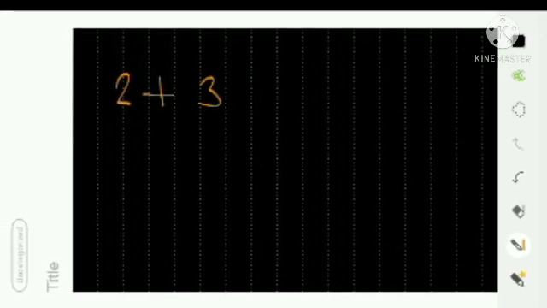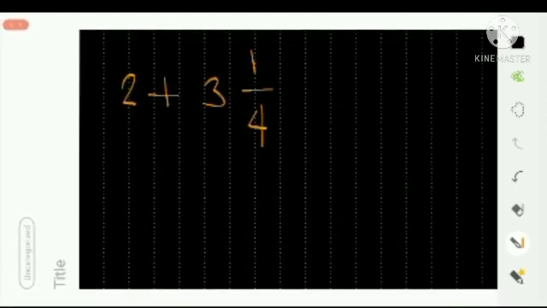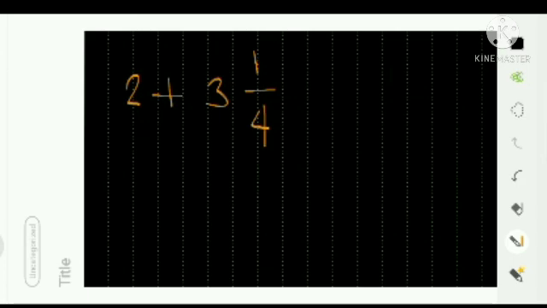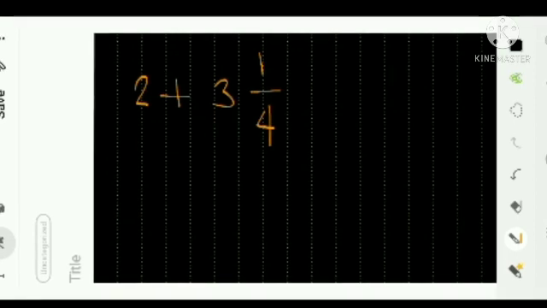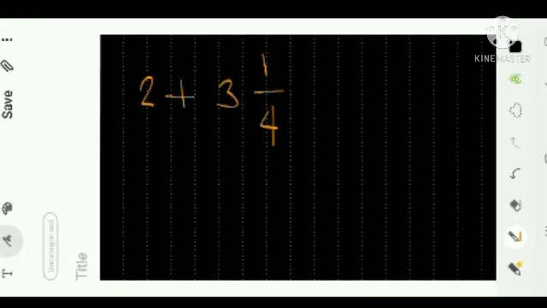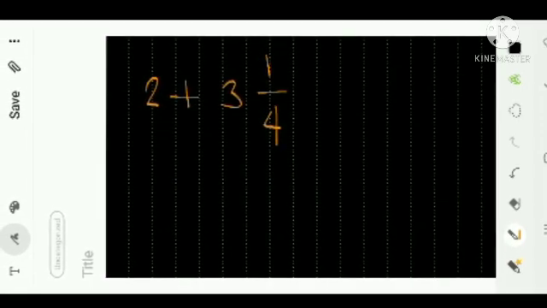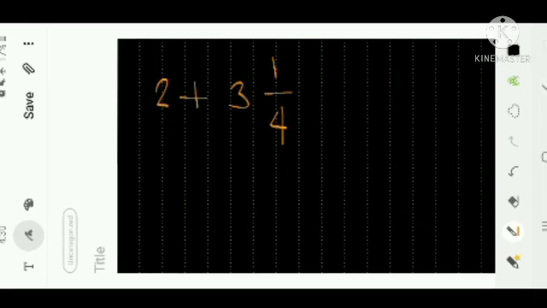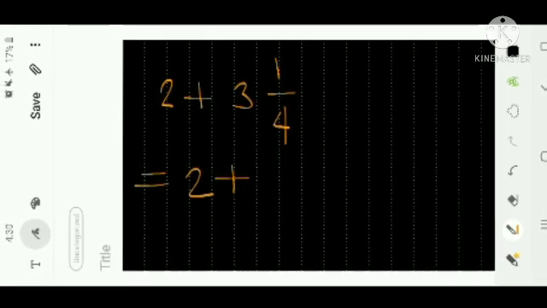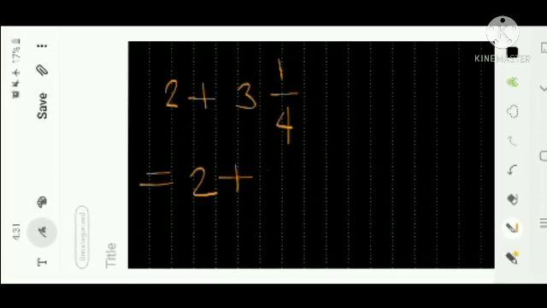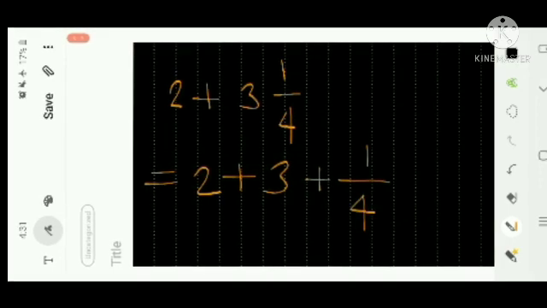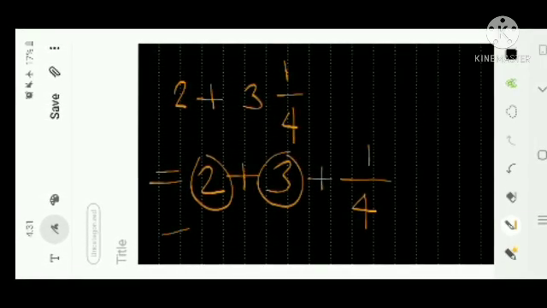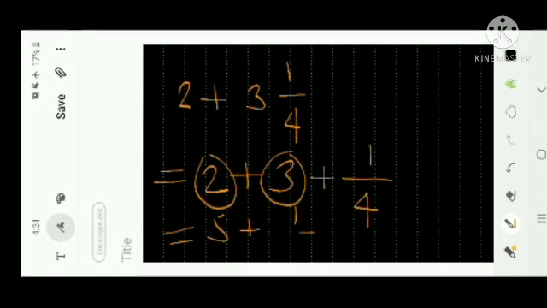Okay, so for problem number 1, we have 2 plus 3 and 1/4. So what we have here is a whole number added to a mixed number. Our technique here is to separate the whole numbers from the fractions. So let's simplify this as 2 plus, and 3 and 1/4 is simplified as 3 plus 1/4. So 2 plus 3, we have 5 plus 1/4.